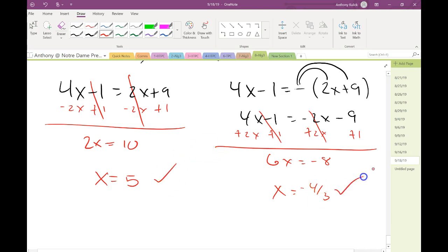If I check these, they both work. I hope you'll take my word for that. I think at this point we've done enough checking that you should feel comfortable doing that, and they should work out. Okay.